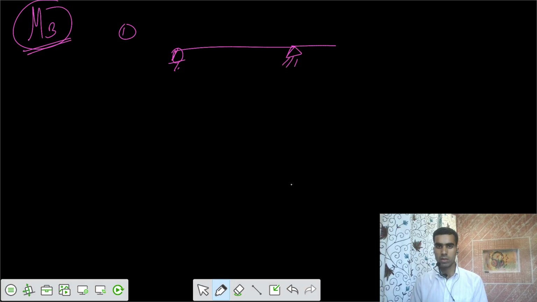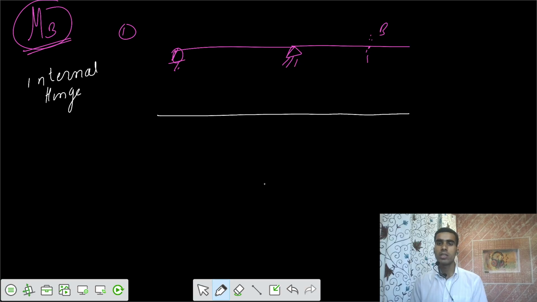So let's take that. Now the third problem is that you need to get the moment at a particular section B. Let's take the first problem, and we have a simple support. After that one more, and then after that we have point B. This is your section B, and we need to get the moment at B. So for the moment at B, you introduce an internal hinge. How can you remove the restraint of moment? That means you introduce an internal hinge here.